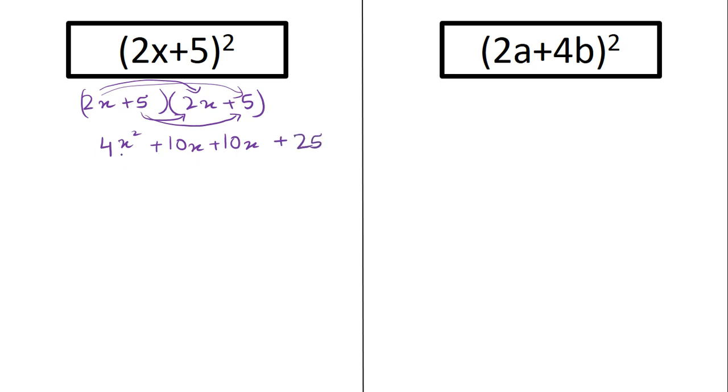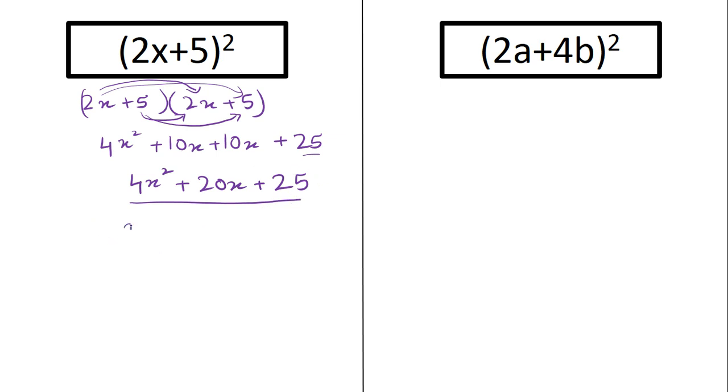And if I simplify, then 4x squared doesn't have a like term, it just comes the way it is, plus 10x plus 10x. 10 plus 10 is 20, x and x just come down, so plus 20x, and 25 again doesn't have any like term, so my answer is 4x squared plus 20x plus 25.